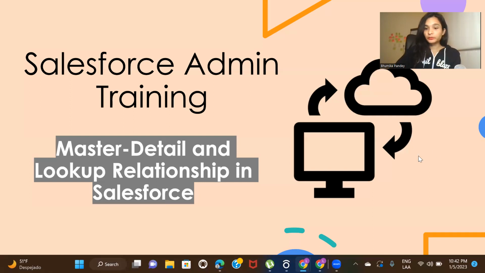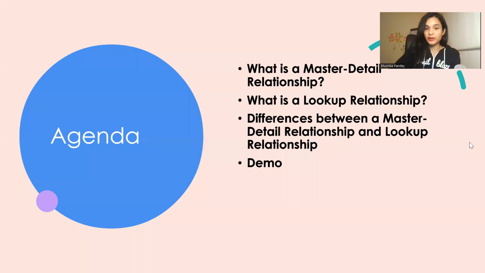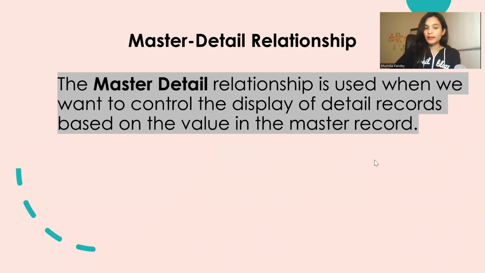All right, so let's have a look at the agenda first. We are going to discuss what a master detail relationship is. Then we'll also talk about what a lookup relationship is. We'll also see what the differences are between a master detail and a lookup relationship field. And then we'll also check out the demo. The demo we are not going to check at the last, but every time we discuss master detail relationship, we will go ahead and create a master detail relationship field. And similarly, when we talk about lookup relationship, we'll create one. All right, so let's get started with master detail relationship.